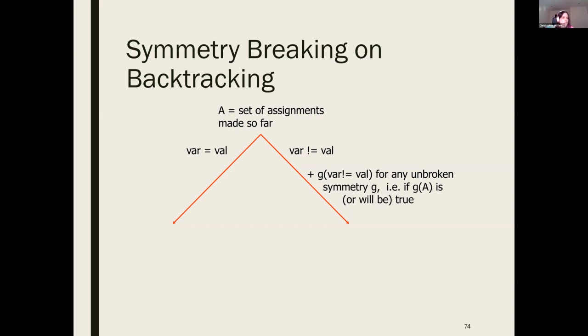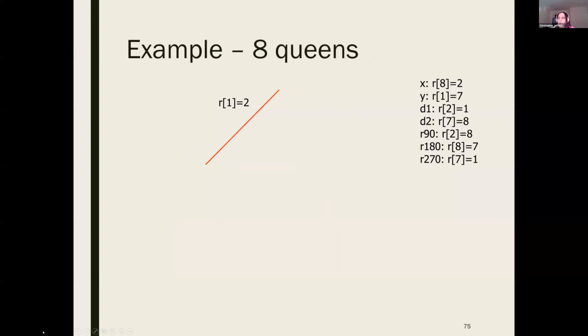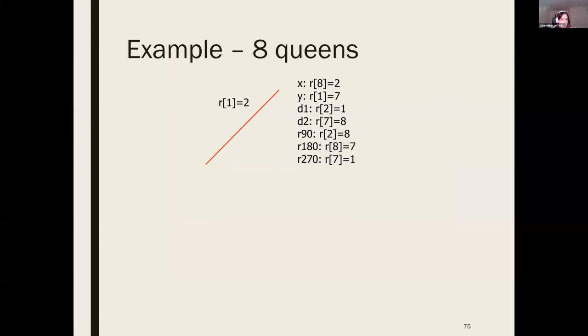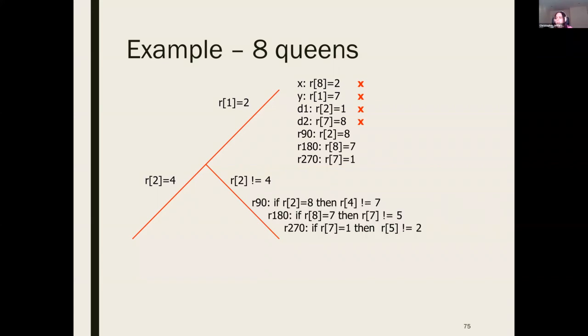And if this part of the problem is still symmetric, you can tell I know this less well than the static stuff, then we can also add the symmetric image of variable not equal value. As a concrete example for queens, we can start by saying the first queen is not 2. These are the symmetric images of the first queen is not 2. Some of those are already definitely not true. Then maybe we say the second queen is not 4. So we can add constraints that say if the second queen is 8, then the fourth queen isn't 7. If the 8th queen is 7, then the 7th queen isn't 5.